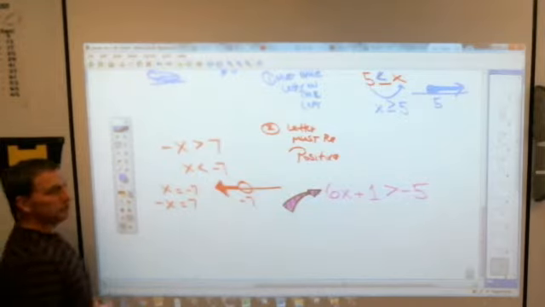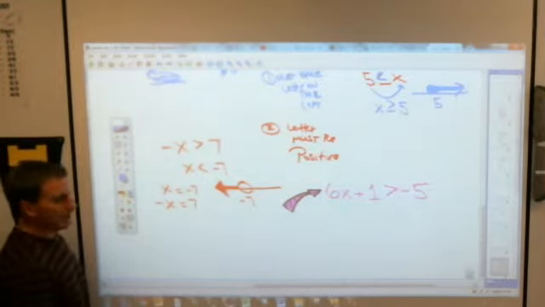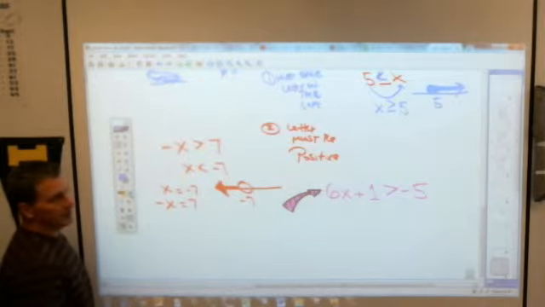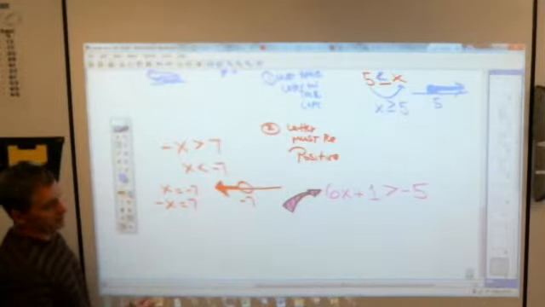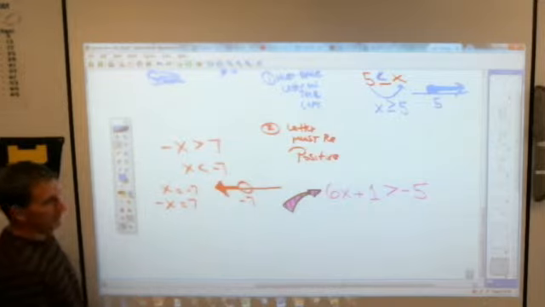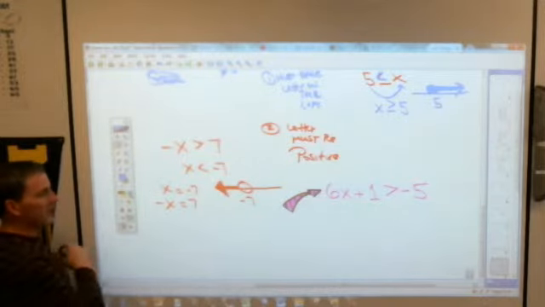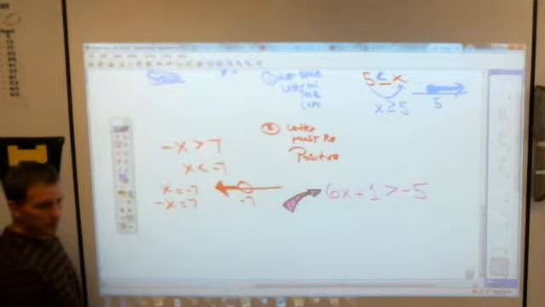As I look at this right off the bat, I'm going to tell you I don't have to change the sign because I'm not going to get a negative x, and I don't have my x on the wrong side. So whatever sign it is, it's going to stay that sign. It's going to end up being greater than in the end. Your number can be negative, x can't be negative.